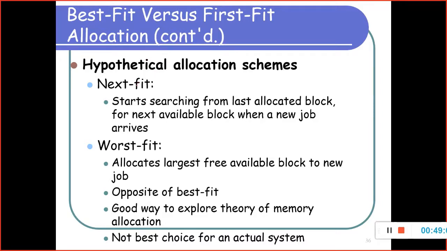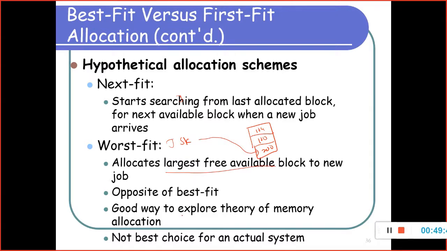There are also other algorithms available, like next fit, which starts searching from the last allocated block for the next free block when a new job arrives. Worst fit is the opposite of best fit: allocate the largest free available block to a new job. So let's say the job is only 5k in size, and you have three partitions: one is 10, one is 100, one is 200. Worst fit will select the 200.